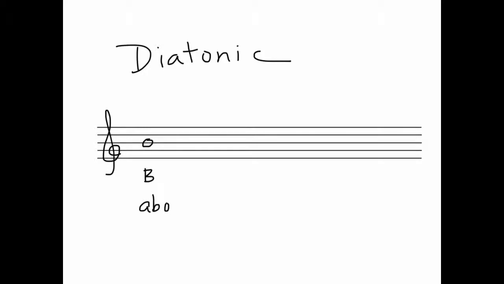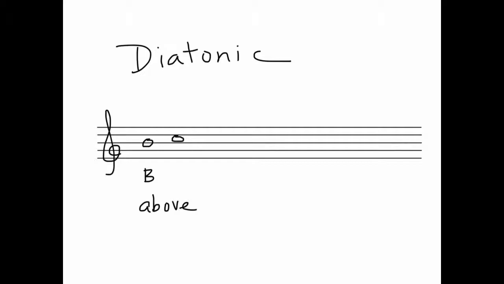Now let's try some diatonic semitones. And we're going to use the treble clef again. And this time we're going to start on the note B. Now we're going to write a semitone above B. So since we know that it's diatonic, we already know we're going to use a different letter name, we can just draw the note above it, even though we don't know what the answer is yet.